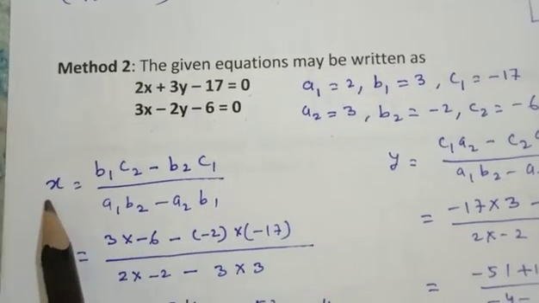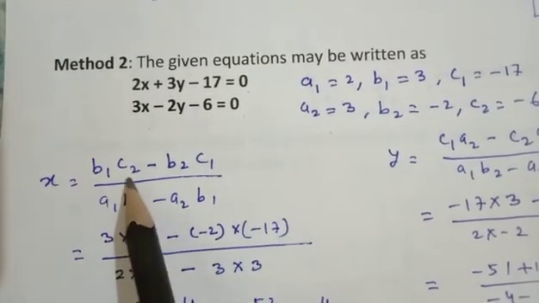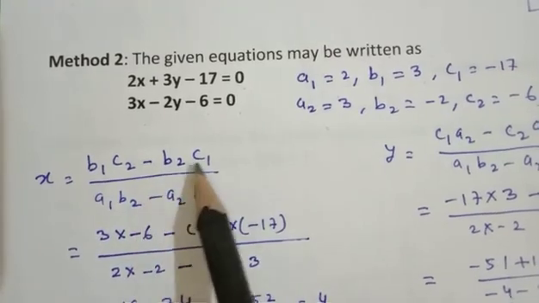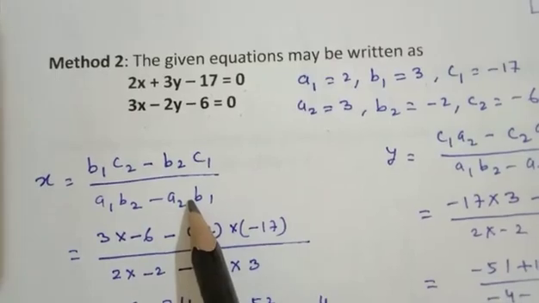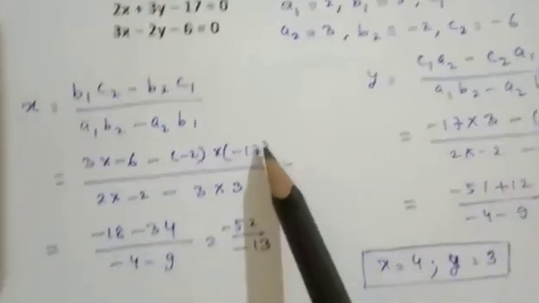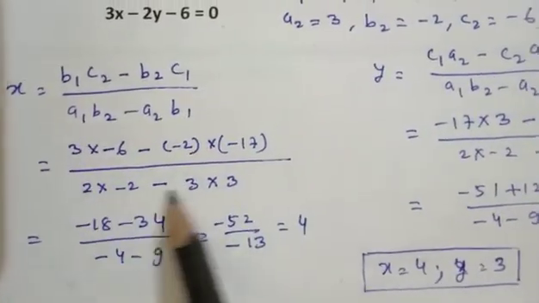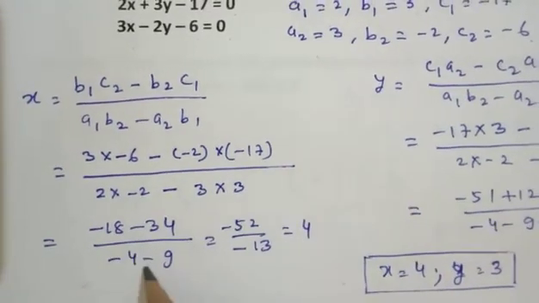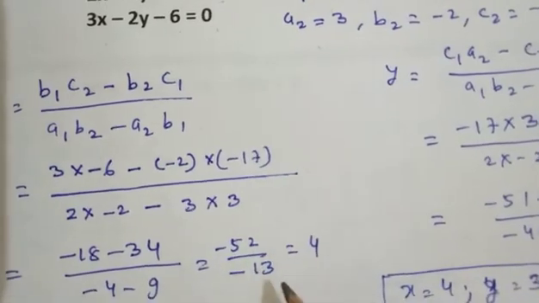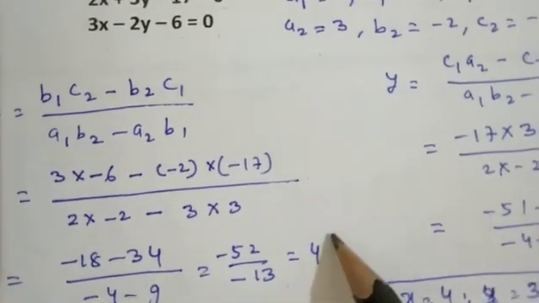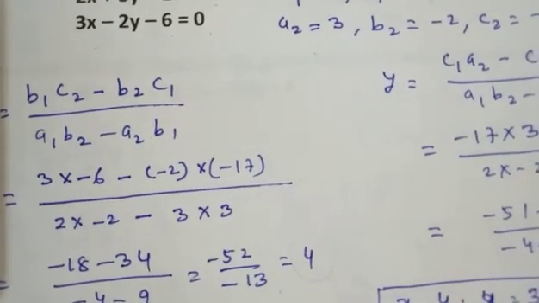So the formula for finding x is B1 into C2 minus B2 into C1 whole divided by A1 into B2 minus A2 into B1. We will put the values of the coefficient here. After solving this, if you look at the last step here, it is coming to be minus 52 divided by minus 13, which is going to give me the answer as 4.